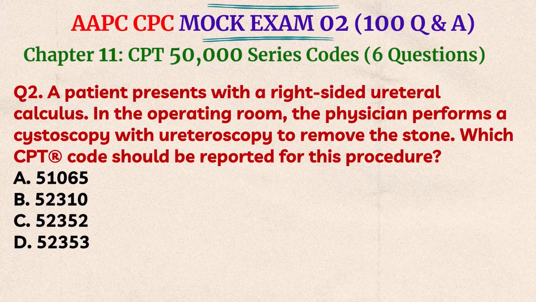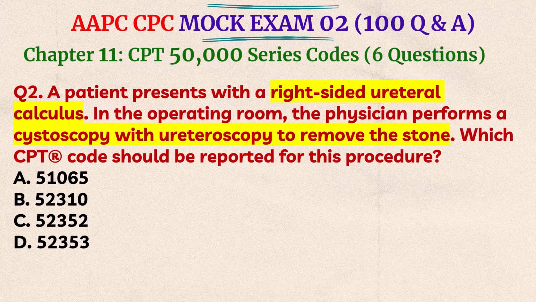Question number 2. The patient presents with a right-sided ureteral calculus. In the operating room, the physician performs a cystoscopy with ureteroscopy to remove the stone. Which CPT code should be reported for this procedure? So there are 4 answers available. Take your CPT code book and find the answer.